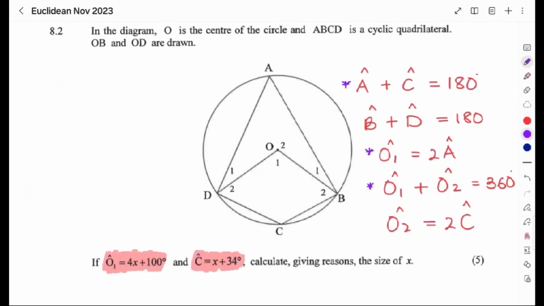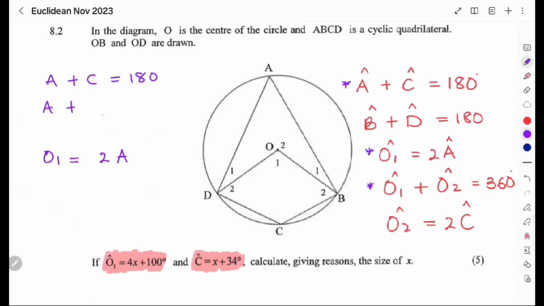Now, a way that I can see that we can solve for x is by using angle A plus angle C is equal to 180, opposite angles of a cyclic quad. Then we can also create another expression for the angle O1, because keep in mind O1 is equal to double the angle A. Angle at the center, 2 times the angle at the circumference. Now, from here, let us just substitute quickly.